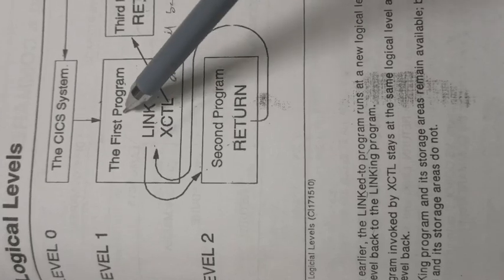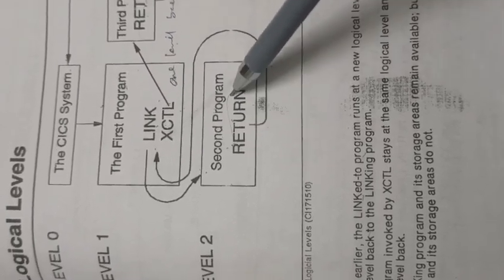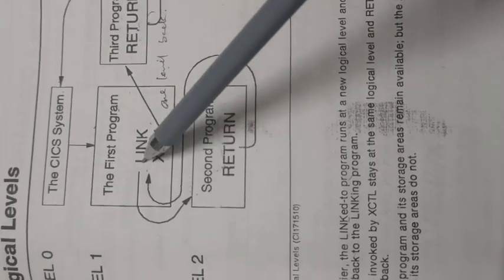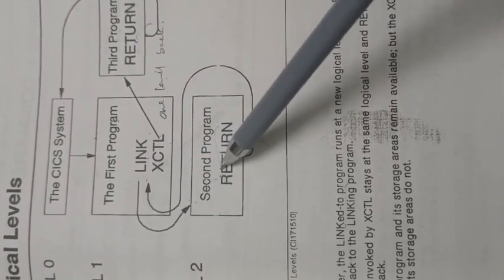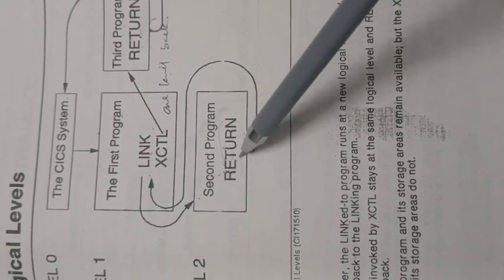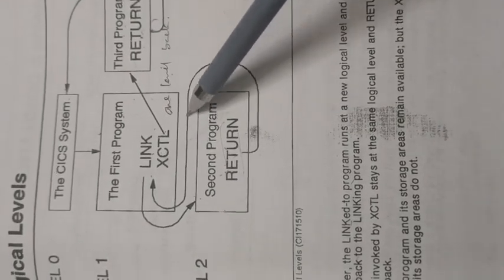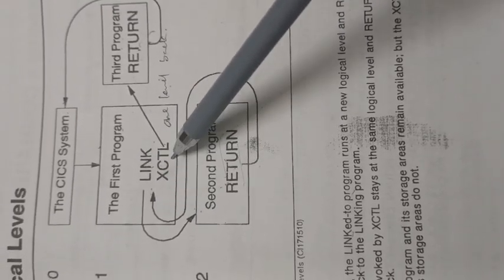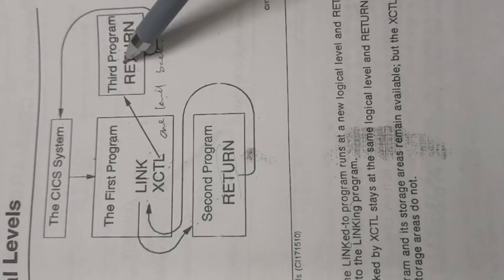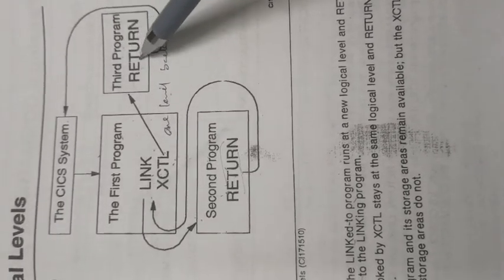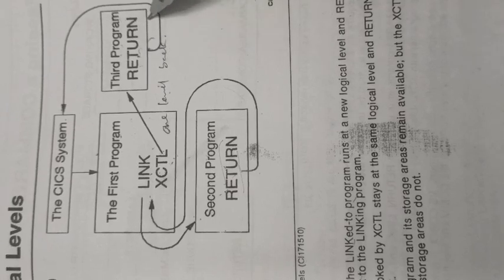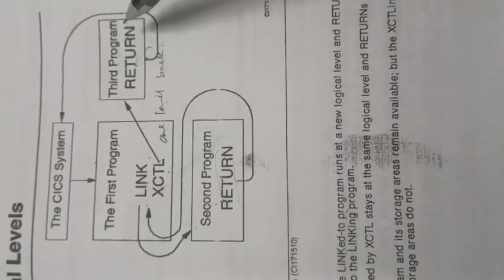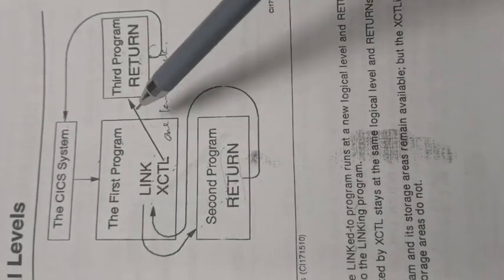For LINK, this is the first program and this is the second program. You can see a third program here too. For the LINK command, if you call from the first program to the second program, once the second program issues the RETURN command, control goes back to wherever you called the LINK from, the main program. For XCTL, if you call from one program it goes to the other program, the third program, but once you issue the RETURN, control will not come back to the same program. It will return to the CICS system. That is the main difference between LINK and XCTL.